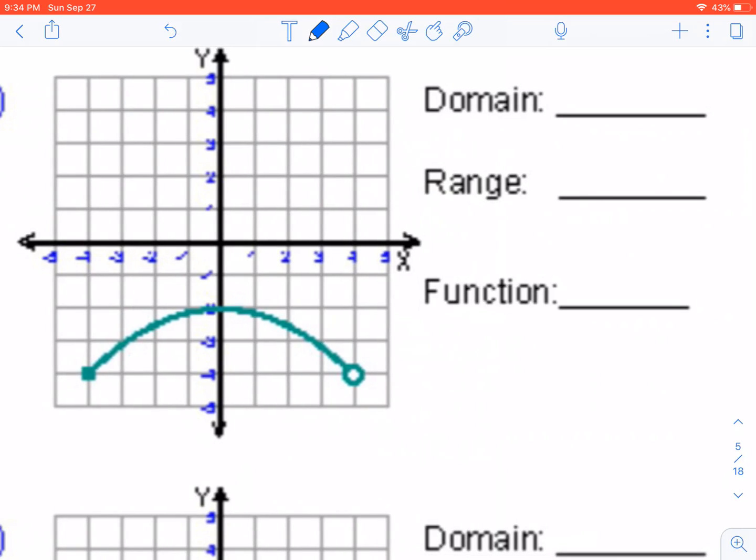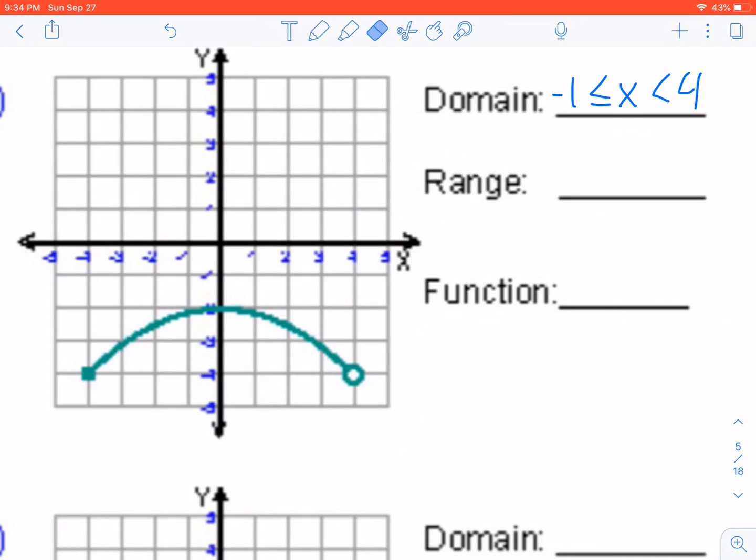This one, farthest left it goes is -1. The farthest to the right it goes is 4. -1 to 4. Remember, the domain is x, so that's why we put an x here. It actually touches -1 there, so this is less than or equal to. But because of the open circle there, it never actually touches 4, so we just leave it as less than.